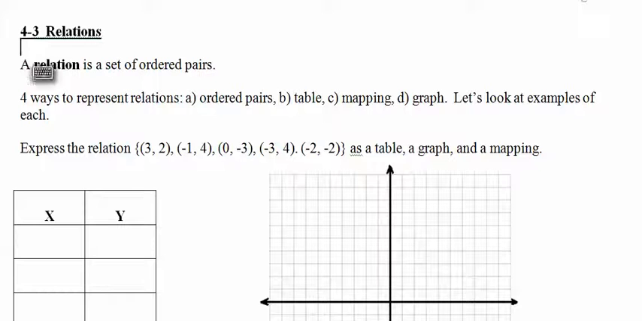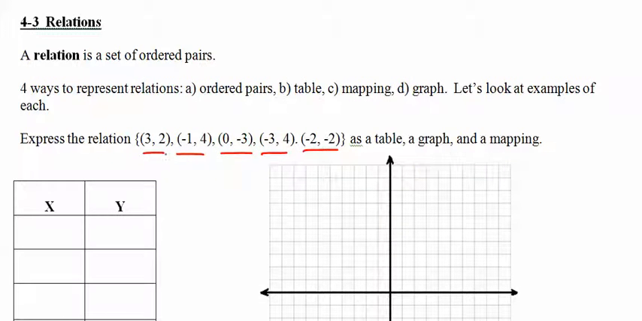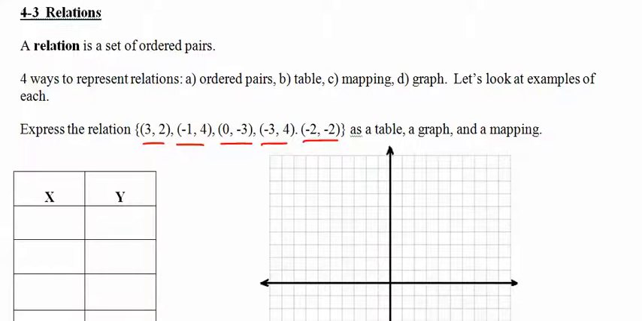So there's 4 ways to represent a relation. A relation is just a set of ordered pairs, like these right here. It's 5 pairs, and we can do it as ordered pairs. There we go. Table, which is going to be here. Graph, which is going to be here. Or mapping, which is at the bottom. And we'll come and get all that done as we go along.